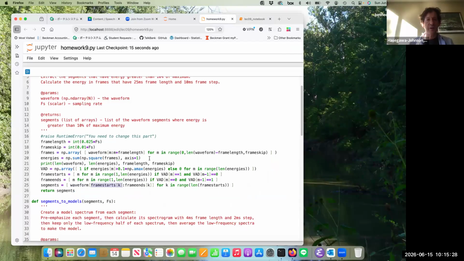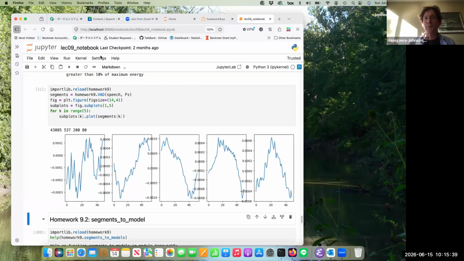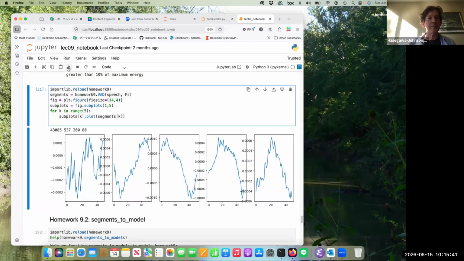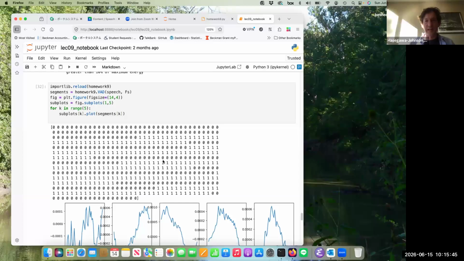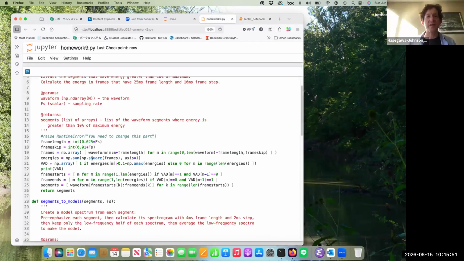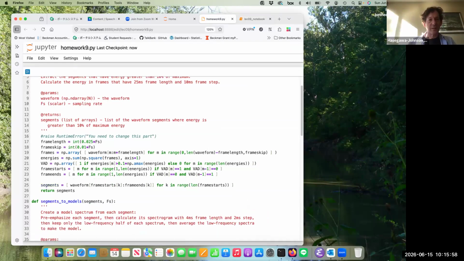Let's print out what frame starts and frame ends are. Actually, let's print the VAD and just make sure that the VAD has 537 with a reasonable range of ones and zeros in it. Okay, there's the VAD, and it looks like it has 1, 2, 3, 4, 5 segments. Good. 5 segments with +1 VAD. All right, that looks reasonable. Let's find out what the frame starts and frame ends are.